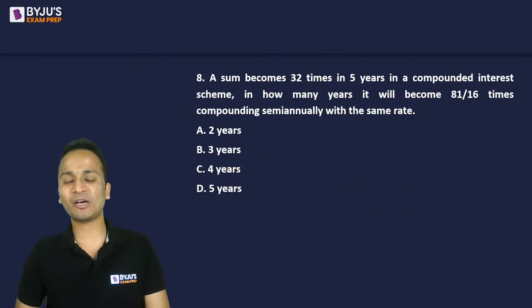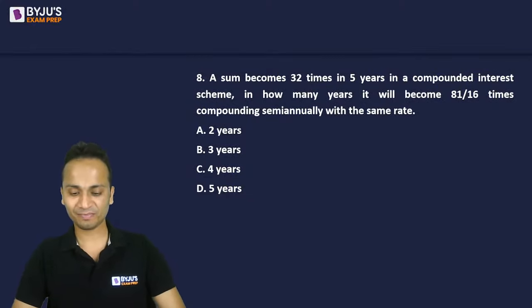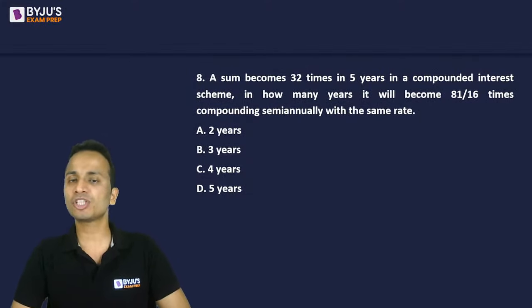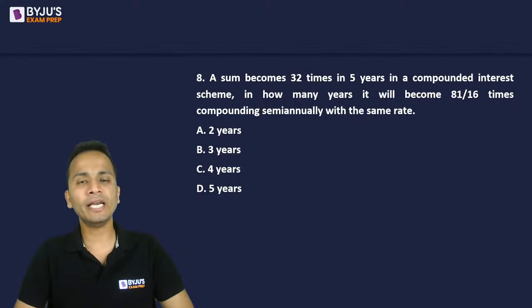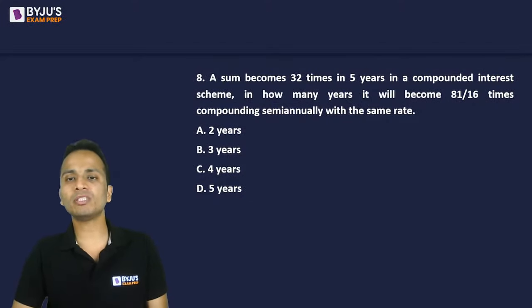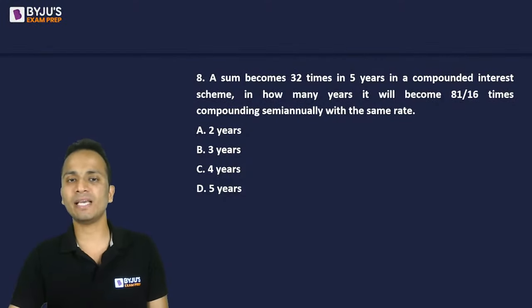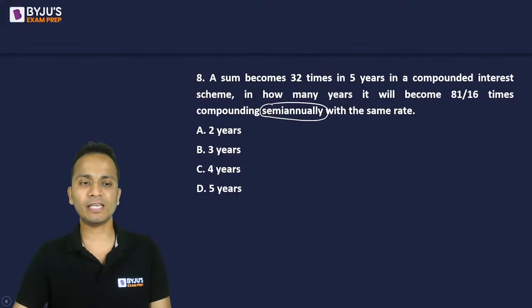Question number 8 is a tricky question. Easy है, मैंने ये नहीं बोला difficult है, but it's a tricky question, slightly tricky. A sum becomes 32 times in 5 years in a compounded interest scheme. In how many years will it become 81 upon 16 times when compounding semi-annually at the same rate?